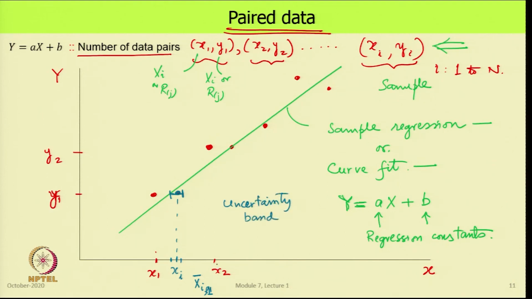And at 95% confidence levels, it tells you where the data lies. Same is true with y. This will also have an uncertainty, and this we will denote like that. So, this is the uncertainty band for x, this is the uncertainty band for y. And that is what came from our earlier analysis.